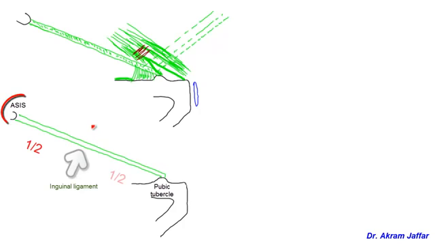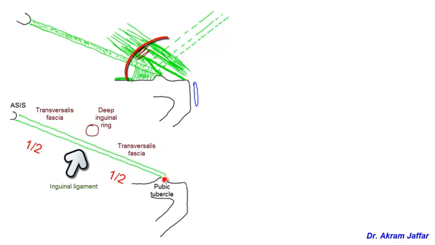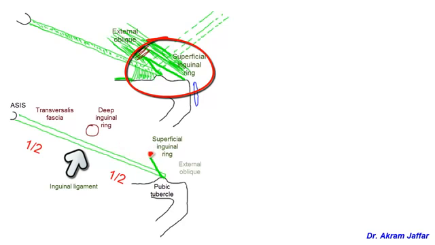Midway between the anterior superior iliac spine and the pubic tubercle is the location of the deep inguinal ring. This is a true ring, a deficiency in transversalis fascia, and located midway between the anterior superior iliac spine and the pubic tubercle. Now I will project the superficial inguinal ring again here, which is a deficiency in the external oblique aponeurosis. Between the deep ring and the superficial ring is the inguinal canal. So this is the proposed location of the inguinal canal.